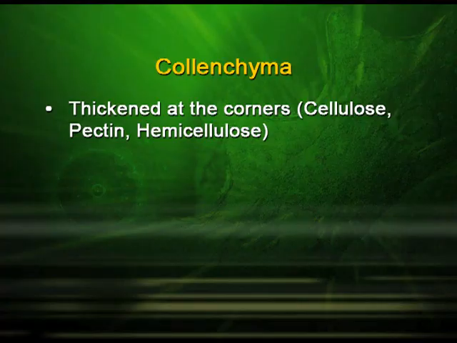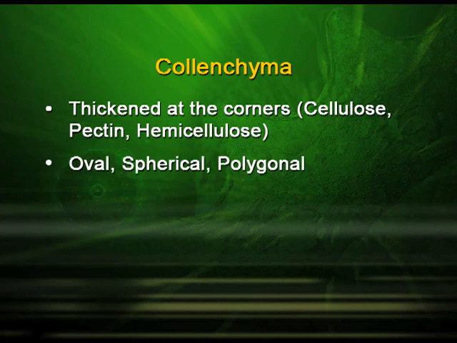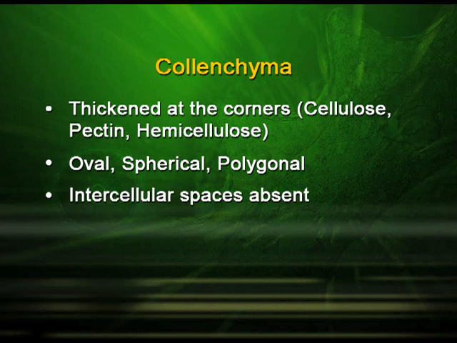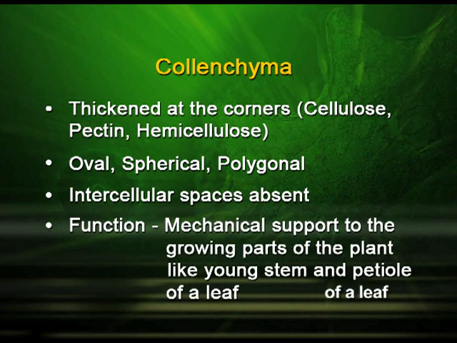The next simple tissue is the collenchyma. It is thickened at the corners due to the deposition of cellulose, pectin and hemicellulose. It is oval, spherical or polygonal in shape. Intercellular spaces are not found, because of the thickening at the corners. Their function is mechanical support to the growing parts of the plants like the young stem and the petiole of a leaf.